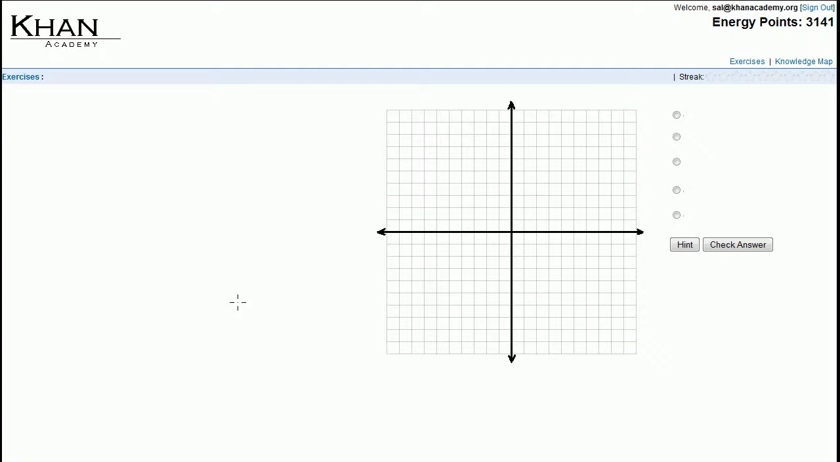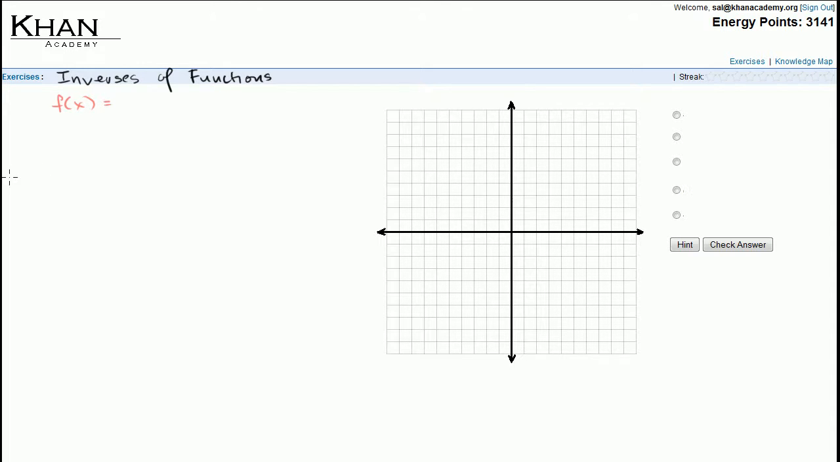This will be the module for finding inverses of functions. So let me write inverses of functions. And what we're going to do is provide the student with a function. I think they should either be quadratics, square root functions, or linear functions.